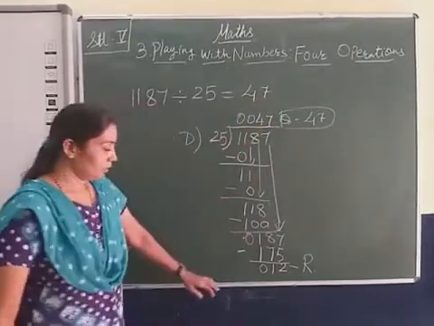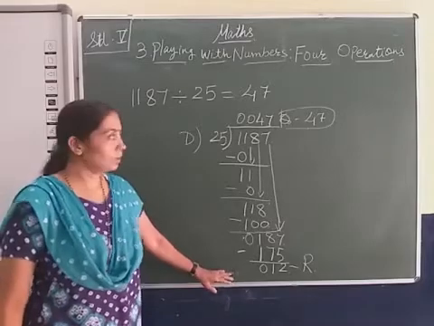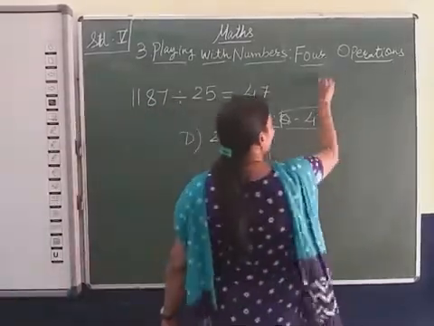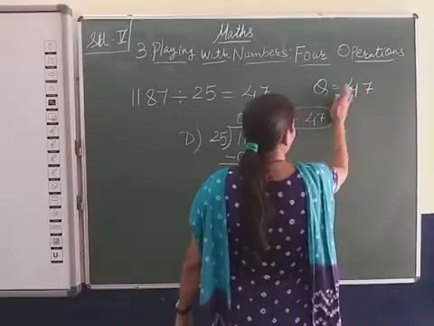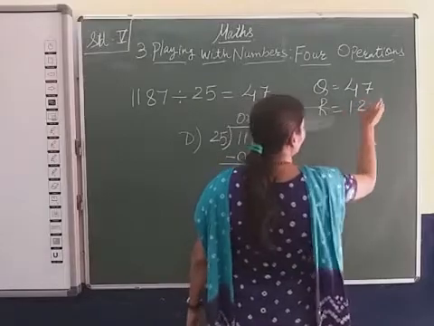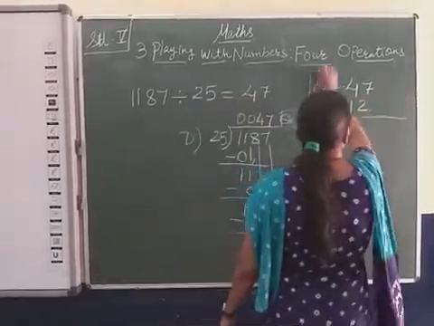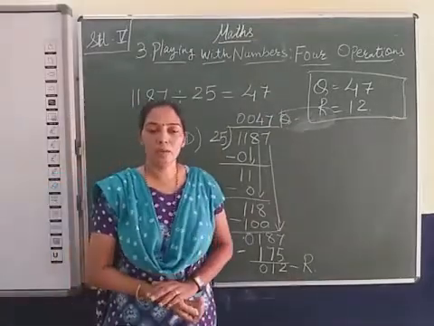Yes. If they ask in the question to write down the remainder also, then you also mention it this way: quotient is 47 and remainder is 12. So you can write your final answer this way. Now let me take one more example.